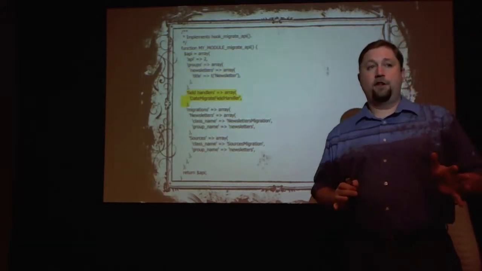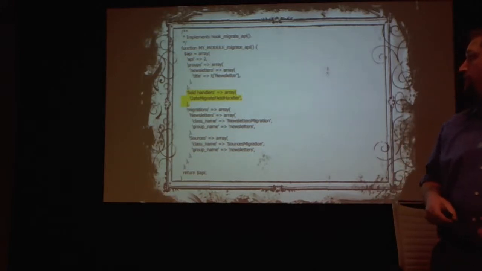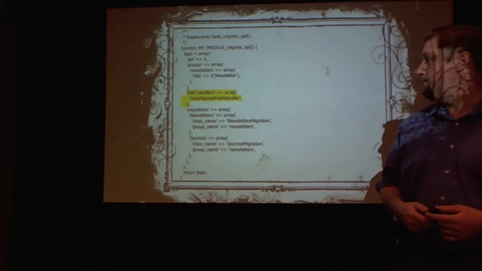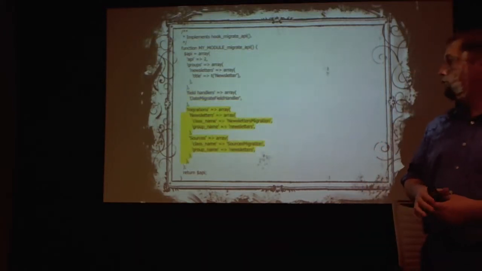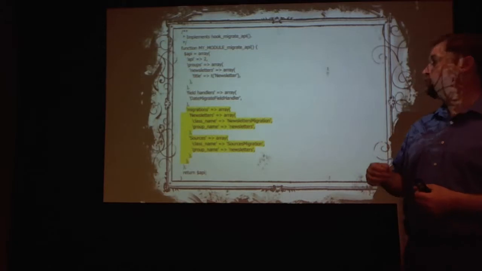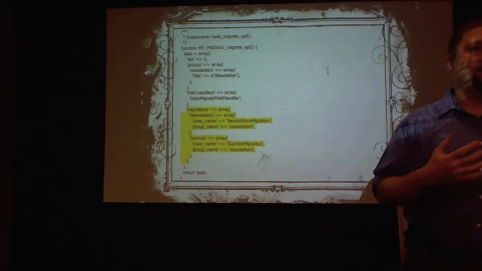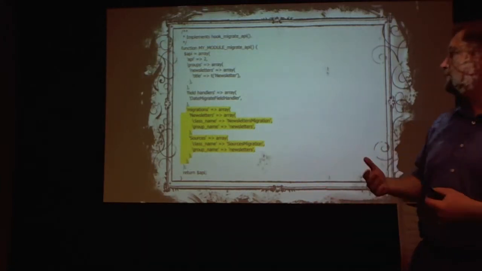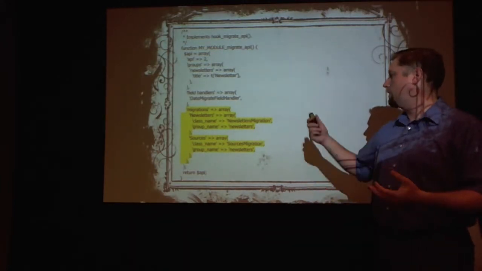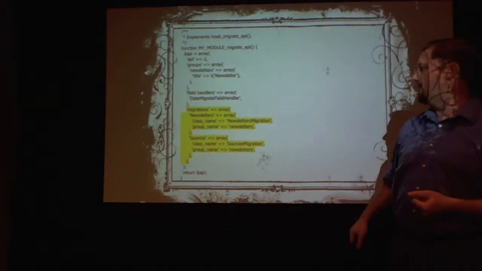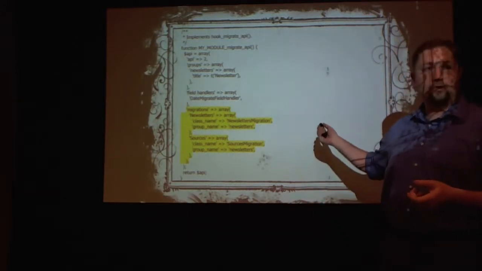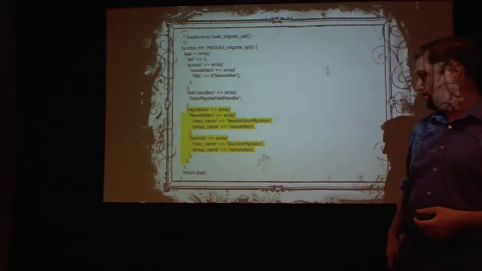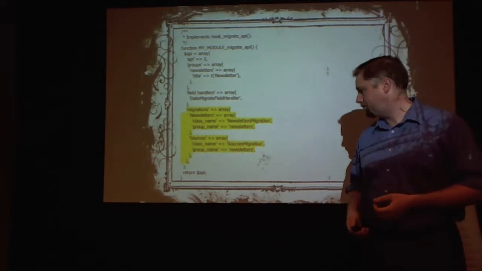Field handlers. We're going to talk about field handlers in a little bit. Just know that you declare field handlers in your Hook Migrate API. And then you start declaring your actual migrations. This is what maps the name of a specific migration task to a class name and sticks it in a group. In this case, I've got a newsletter migration. I have a class called newsletter migrations, which was auto-loaded by sticking it into the files in my .info file, and it belongs to this group called newsletters. And then I have a sources migration.